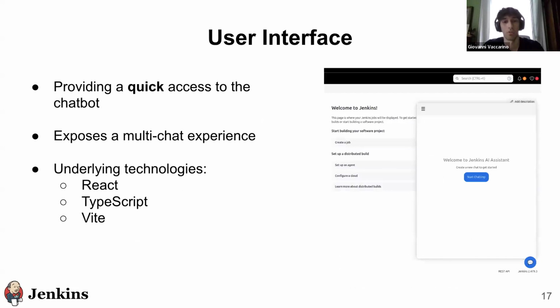Then we moved to the user interface. So the main idea was to integrate very well into the Jenkins UI and to provide a global and quick access to the chatbot. So once you have installed the plugin, you will see a button in the right part of the footer. And if you click on it, you will see the image on the right, the tab will open, and you will have access to the chatbot, and you will have a multi-chat experience.